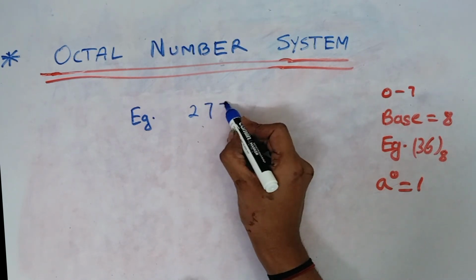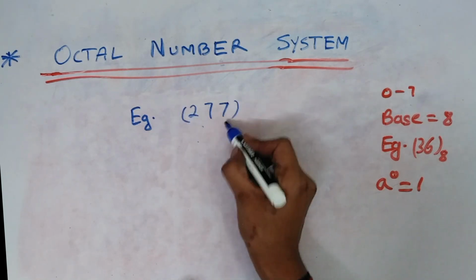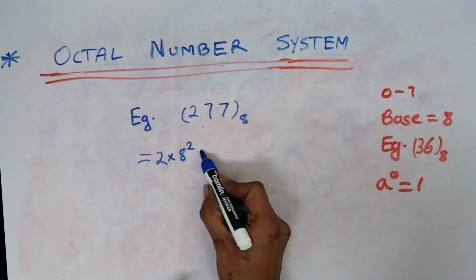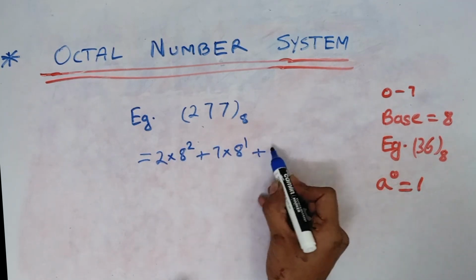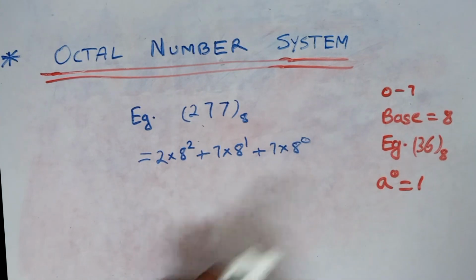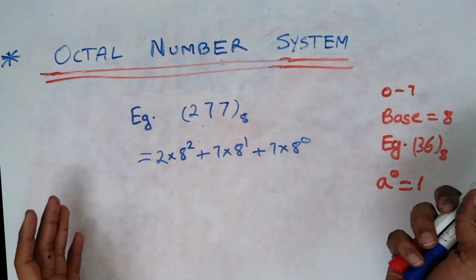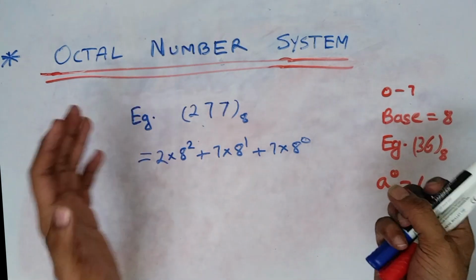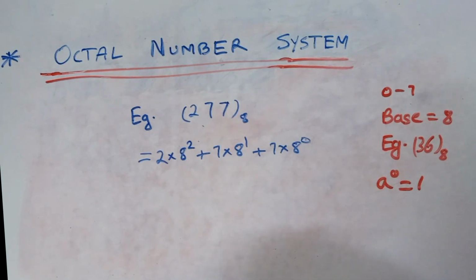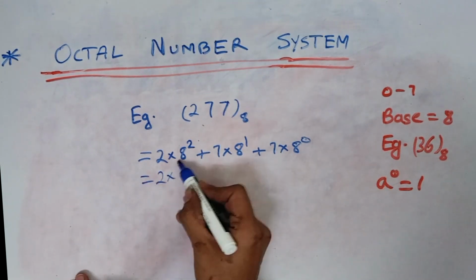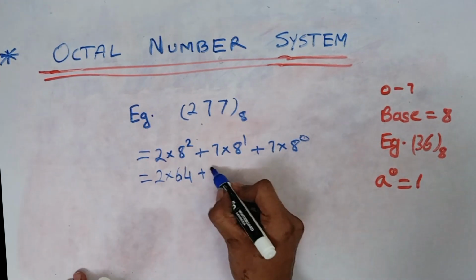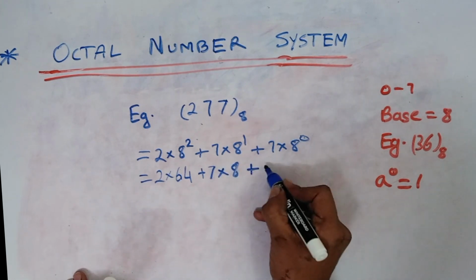277. Now we know that it is 2 into 8 raised to 2 plus 7 into 8 raised to 1 plus 7 into 8 raised to 0. Now it's your convenience. If you like to go from the back side, that is from 0, 1, 2, 3 like that, you can do it like that as well. And if you are convenient to come from the front, like 3, 2, 1 and 0, that's also another way. So now we know that 2 into 8 raised to 2 is nothing but 64, plus 7 into 8, plus 7 into 1.